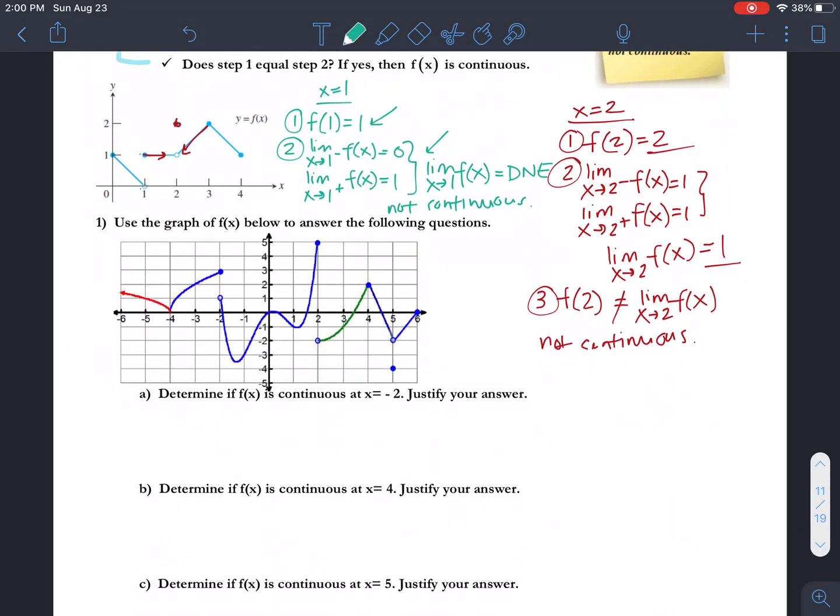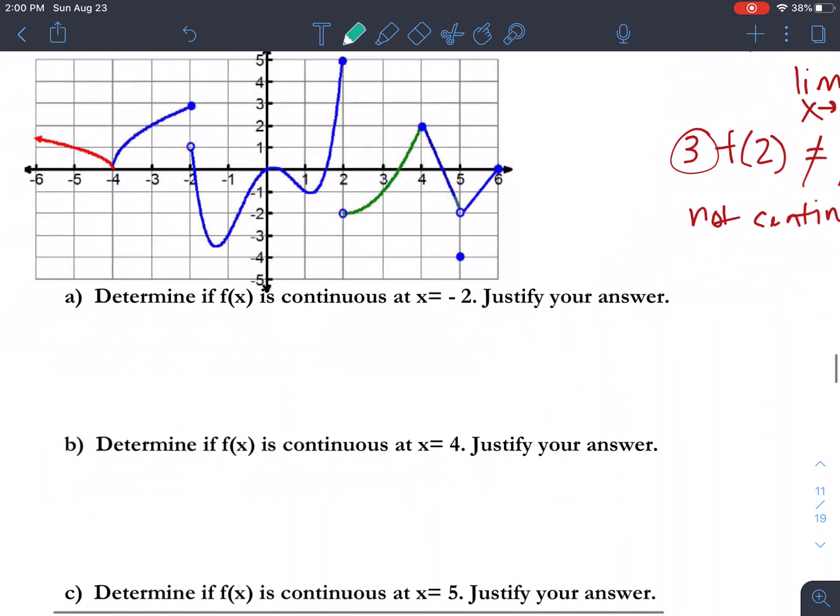What's happening at -2? Hopefully right away, you guys could tell me yes or no. If I said determine if f of x is continuous at -2, what do you guys think? Well, hopefully you say no, because we do not continue here. We have this whole break, and the limit is not going to exist because from the left and right, we're approaching different values. So that's really where you can start with this.